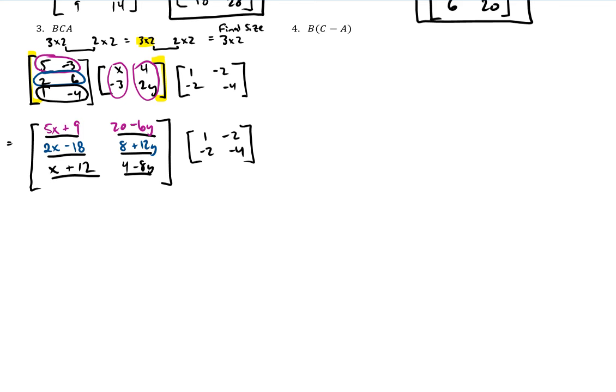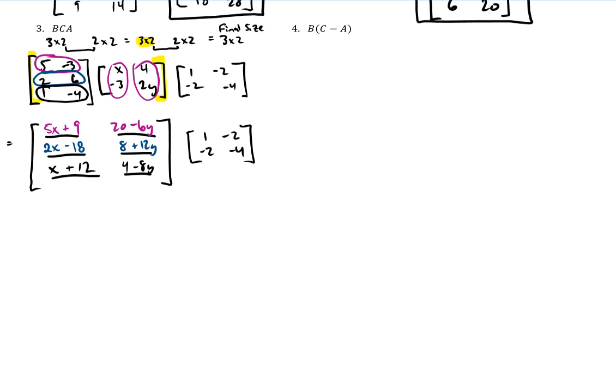Okay, so there's this one. Almost ready. Well, let's see. Does anything simplify? It doesn't look like it. Okay, so it doesn't look like there's any like terms in these individual elements.